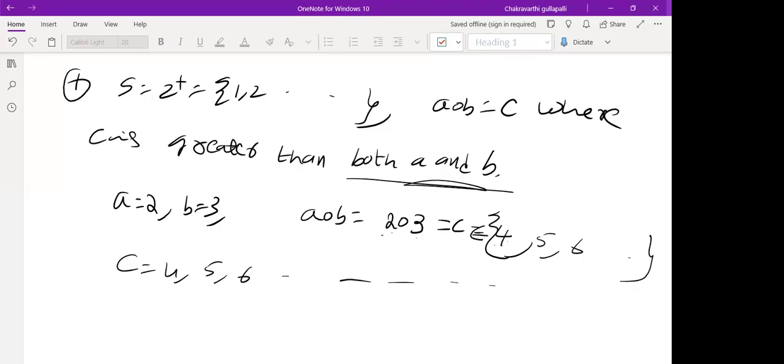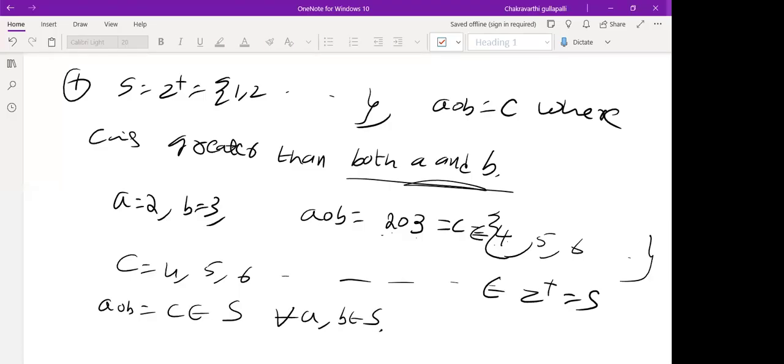Do all the values we are getting for C belong to Z plus or not? Exactly, they are all positive integers. They are there in the set S. A circle B belongs to S for all A, B in S. But is A circle B unique? Is A circle B unique for one pair only? No. For one pair, 2, 3 only, we are getting so many outputs, not unique. Therefore, the second axiom is violated.